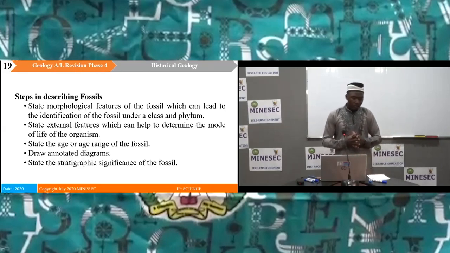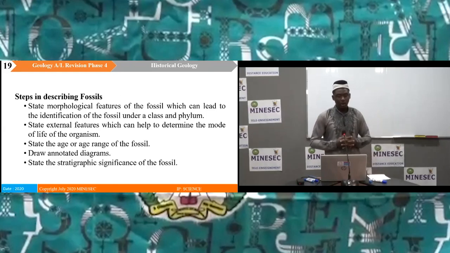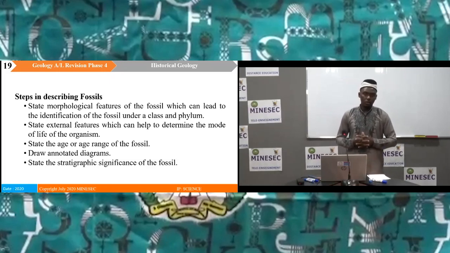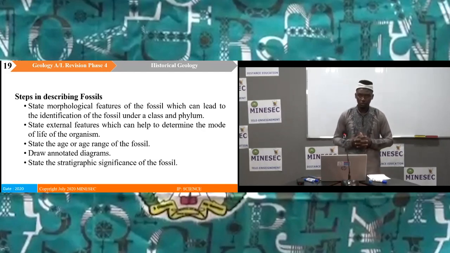We have come to the end of our phase four, where we saw paleontology and stratigraphy. Stay connected for revision questions.